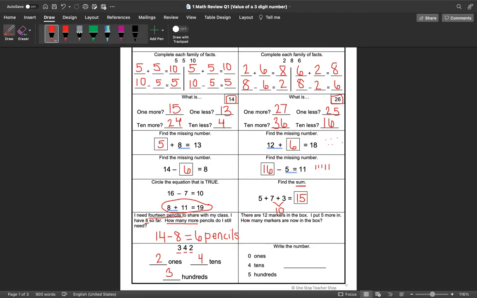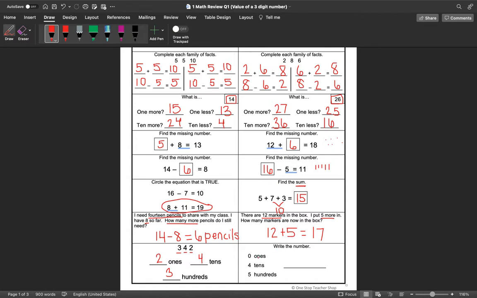All right, our word problem, remember we underlined the important parts of it. There are 12 markers in the box. I put 5 more in. How many markers are now in the box? Okay, we added 5 more, so that means we're going to add. So we're going to say 12 plus 5. Now this one asked how many more, so it's asking for a difference, so that's why we subtracted. This one says you put 5 more in, so we're adding 5, and 12 plus 5 is 17.